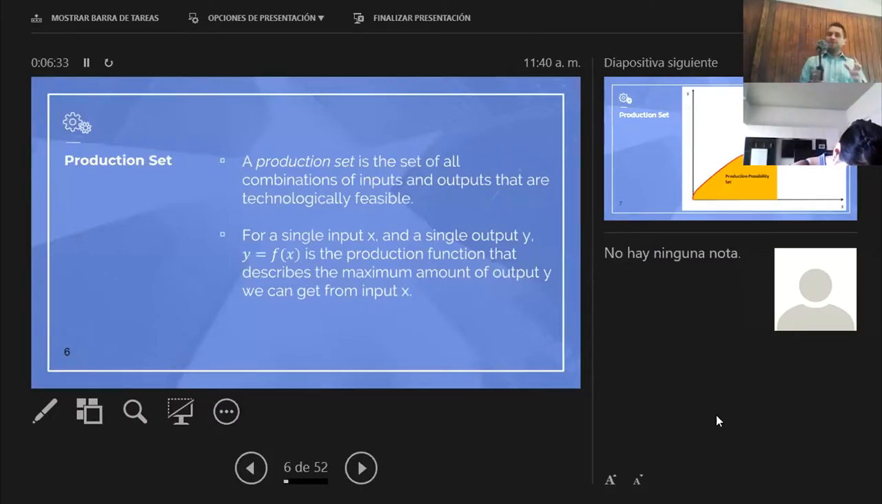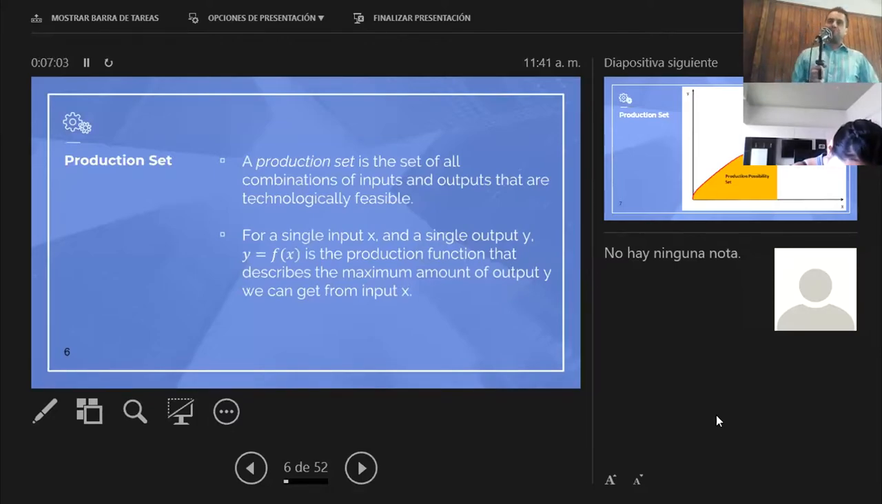So essentially what this process describes is this idea of a production set. So a production set is basically the set of all combinations of inputs and outputs that are technologically feasible. Just as we could think when we were focusing on the consumer side of things, of the different combinations of goods that that person wanted to buy.